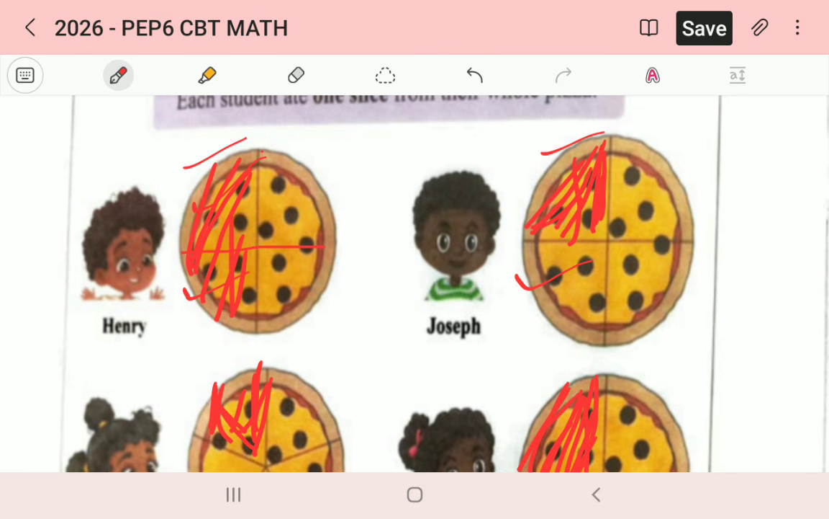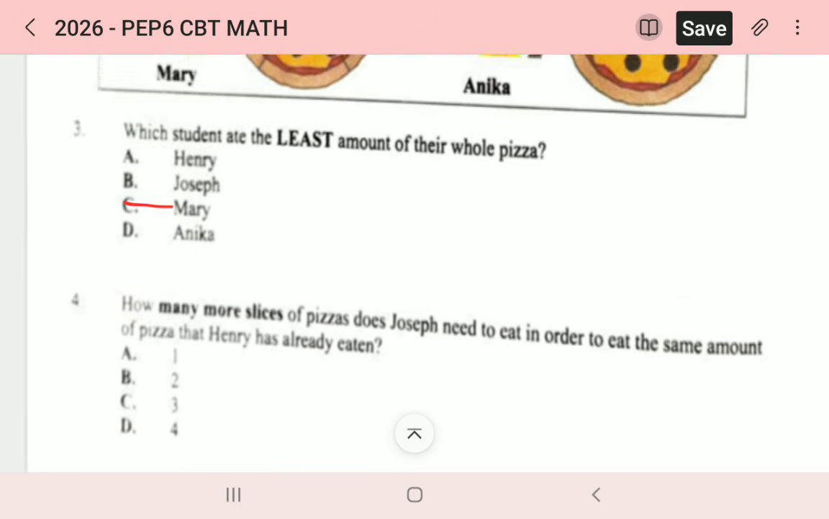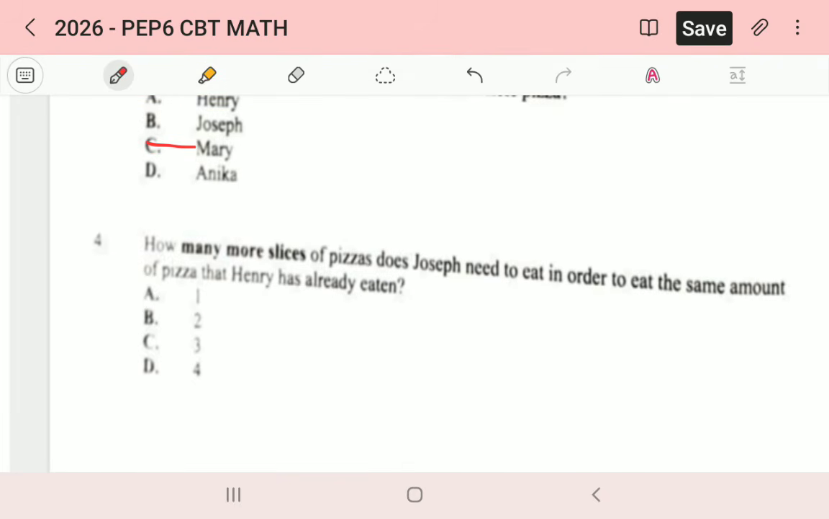So he would need to eat another piece. So 1, let's look for 1. And that's at A. So number 4 is A. He would need to eat 1 piece more.